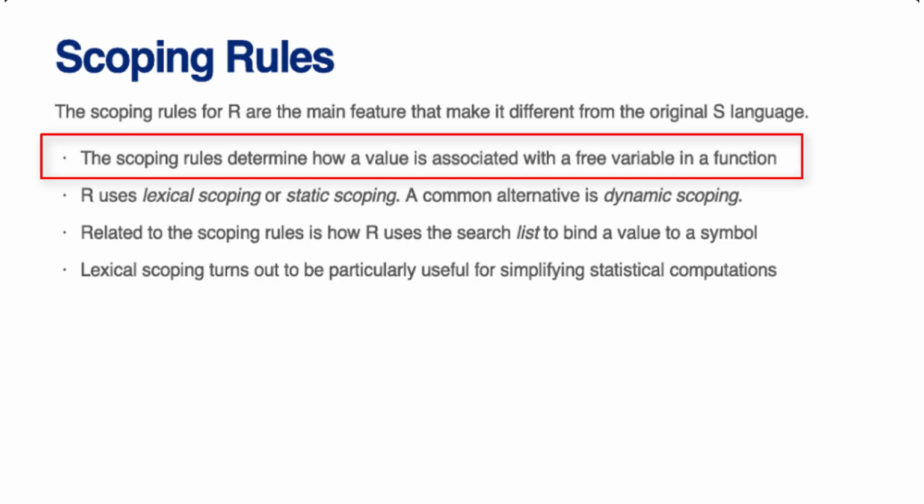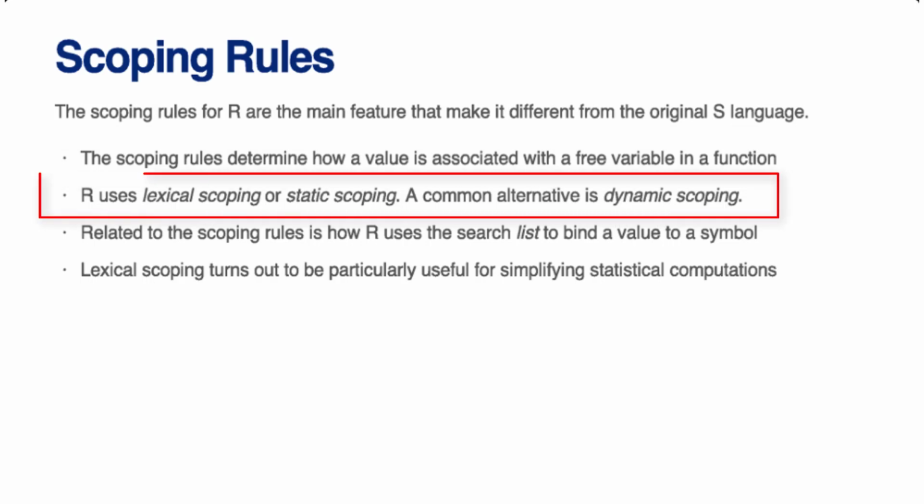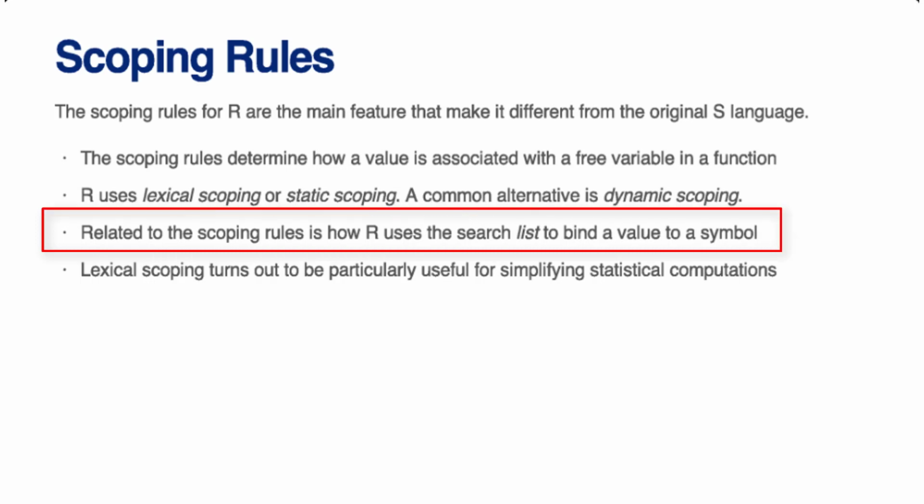So if you are in a function, there's two types of variables. There's the function arguments that are passed through the definition of a function, and then there may be other variables or other symbols that are found in the function that are not function arguments. And the question is, how do you assign a value to those symbols? And so R uses what's called lexical scoping or static scoping, and this is a common alternative to something called dynamic scoping. And so this is related to the scoping rules, is how R uses the search list to bind a value to a symbol.